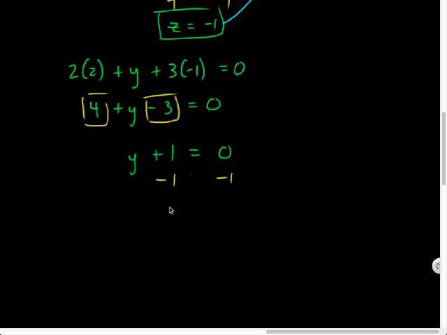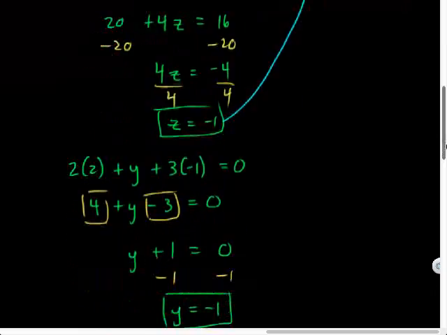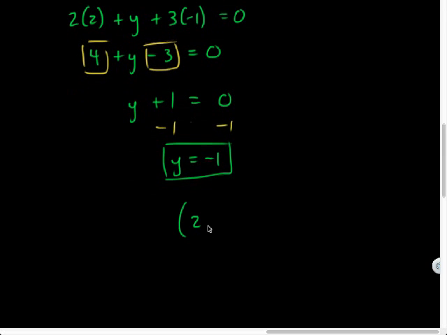Okay, so now we have to write them, algebra, how about that? As an ordered triple. So 2, -1, -1 is our solution.